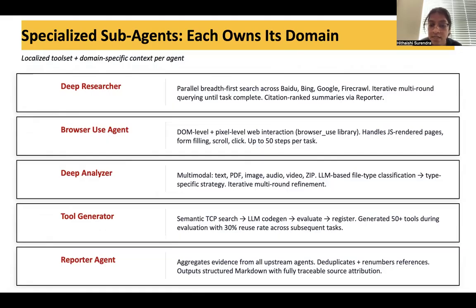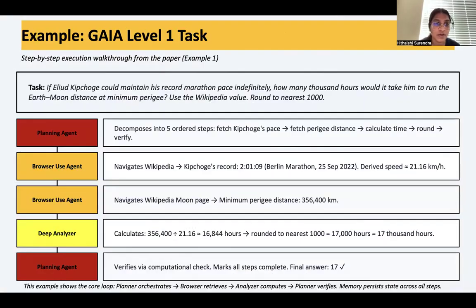The tool generator, and this is particularly interesting, searches for an existing tool first, and if nothing fits, it generates new code, tests it, and registers it. And the reporter aggregates everything into a cited MD file. So that's about the specialized subagents.